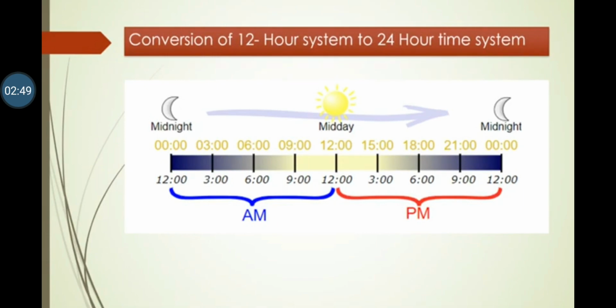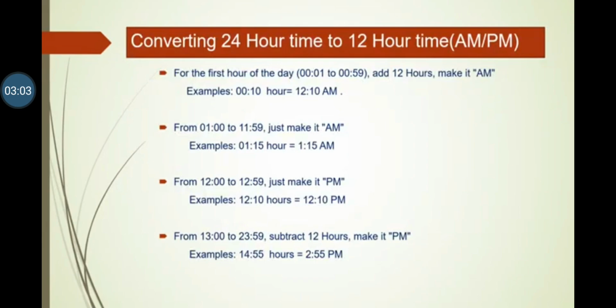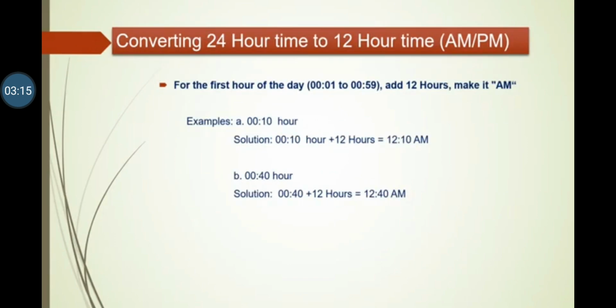When it is 12 in the noon, we can call it 12 p.m. and the second half always ends at 11:59 p.m. So we have these steps to convert the time. For the first hour of the day, at 12 hours, make it a.m. For example, we have 0010 hour and we need to change it in the 12-hour time. So we have to add 12 hours and we get 12:10 a.m.